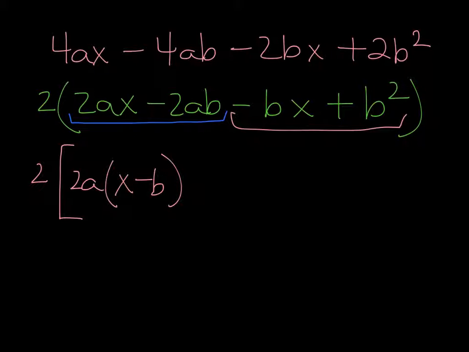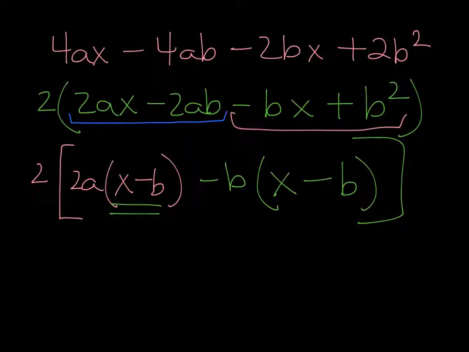And then on negative bx plus b squared, I'm going to take out a negative b. The reason why I'm going to take out a negative b is because if you look at the first one that we had over here, I have an x minus b. I want a positive x. So to get a positive x, I have to factor out that negative out of the first term. So if I take a negative b out, I have x minus b left on the inside.